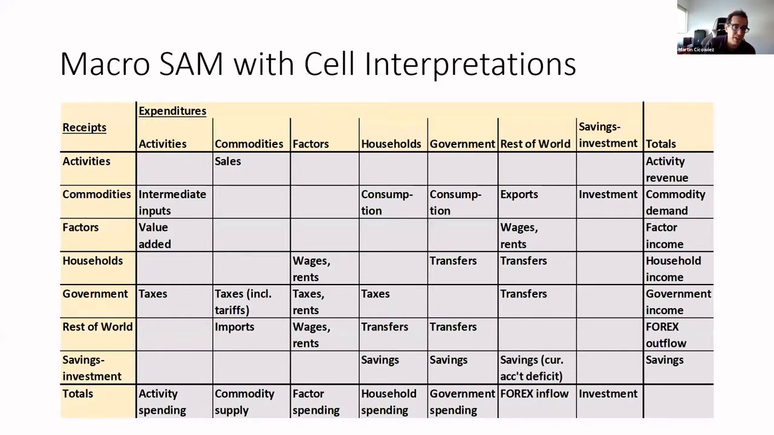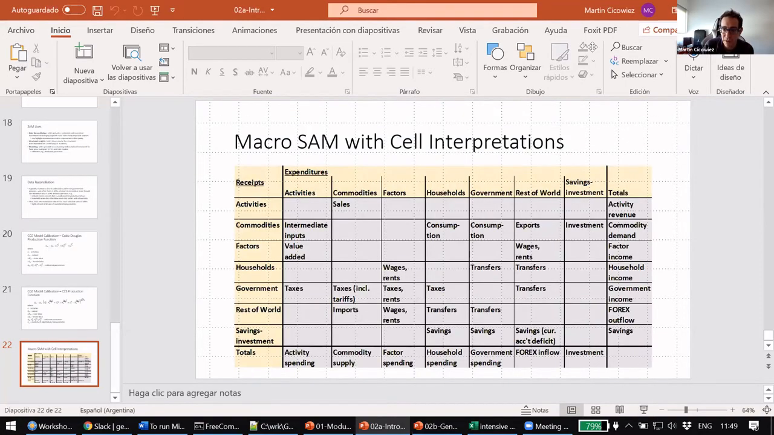And again, this is a social accounting matrix that shows you the different cells that we might have in a social accounting matrix. Of course, in a real one, we are going to have numbers instead of text. Okay, so let me stop there.